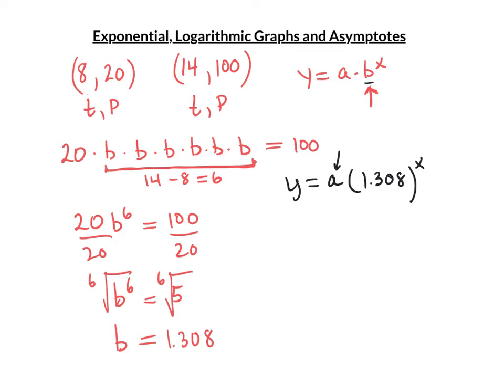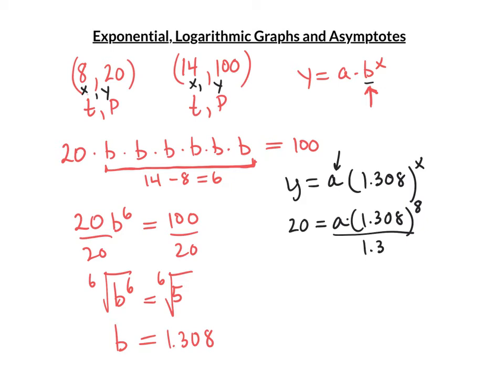Look at this equation. It has an x and a y in it. And notice that I have x's and y's right here. And I know that these points are going to be solutions to this equation. I could use either point. Take your pick, 14, 100 or 8, 20. I'm going to use 8, 20. Plug it in. y is 20. I'm trying to find a. 1.308 to the power of x, which is 8. Plug in your x and your y. And then just divide to solve.